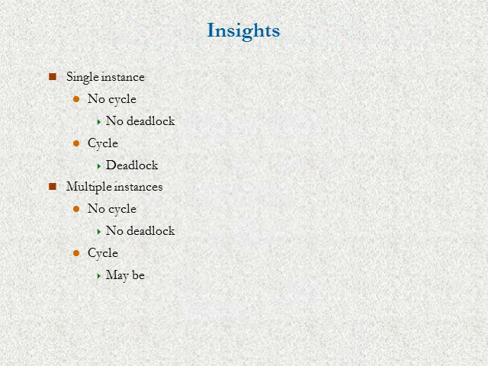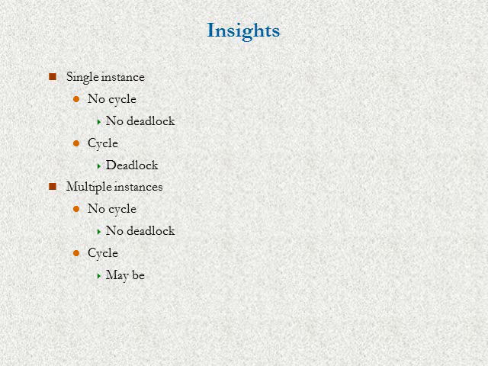There are some insights that can be inferred from the above discussion. If the system has resources with a single instance and there is no cycle in the resource allocation graph, we can assume that there is no deadlock in the system. However, if there is a cycle, we will have a deadlock.